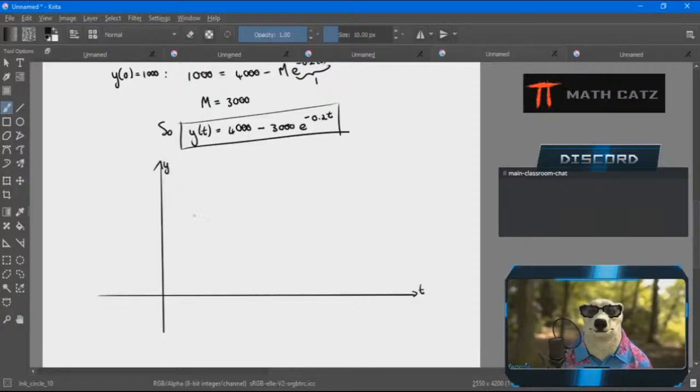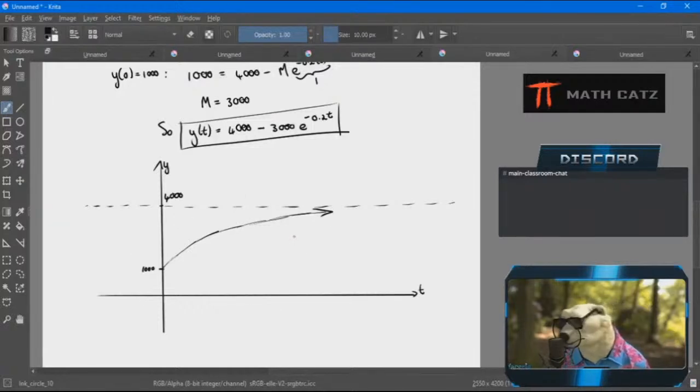Time, of course. I'm going to have a horizontal asymptote at 4,000, and I'm going to start at 1,000, my initial amount, initial population. Have it nice and bendy at least. It's going to taper off as I get closer and closer to that capacity, but it's still a section of the exponential function.